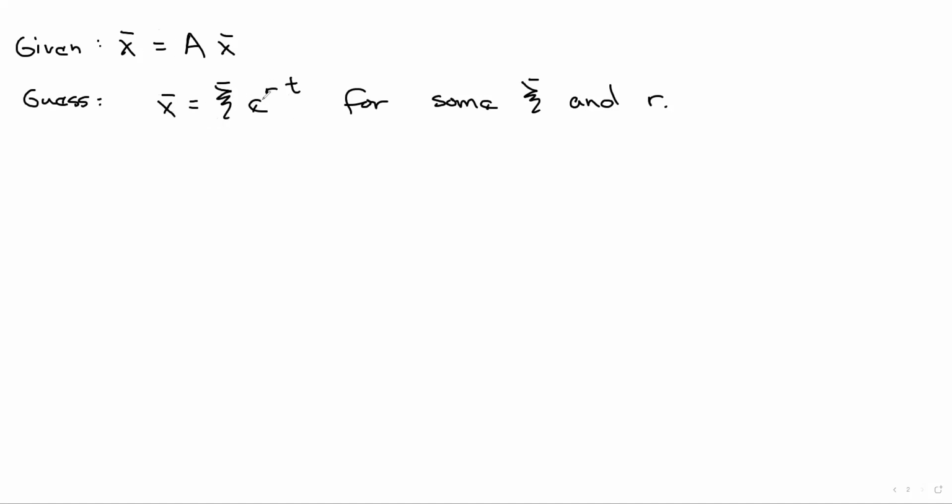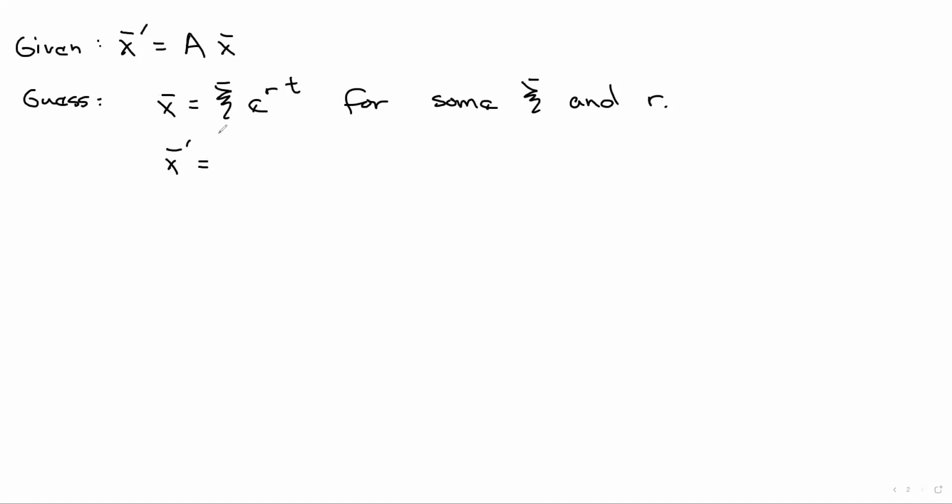Then if we had the xi and we had the r, we could plug them in and that solution would work if we put it into the differential equation. Okay. All right. So to figure out what the consequences of this guess are, we're going to differentiate it to figure out what x prime would be.